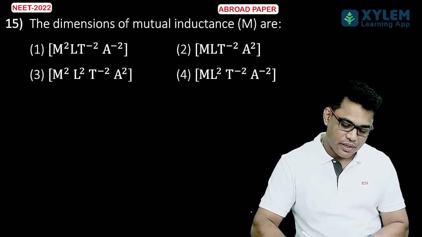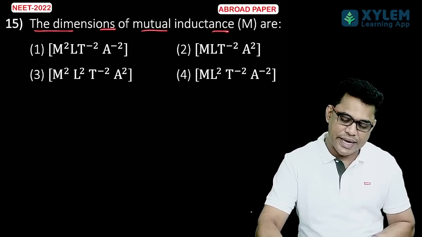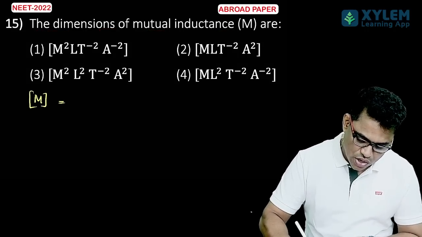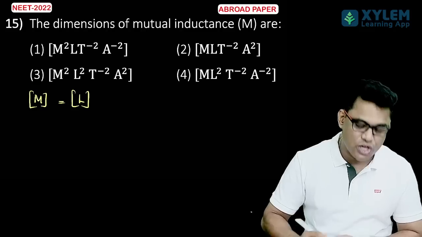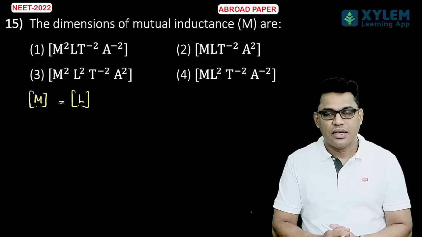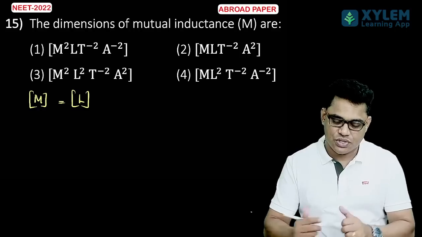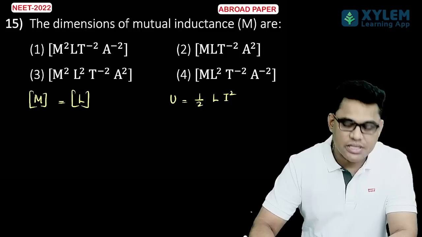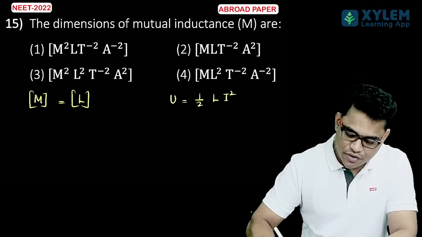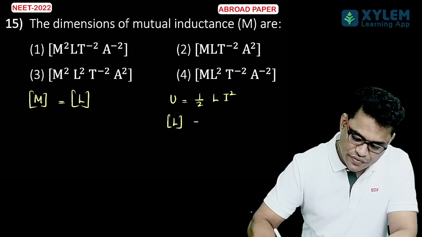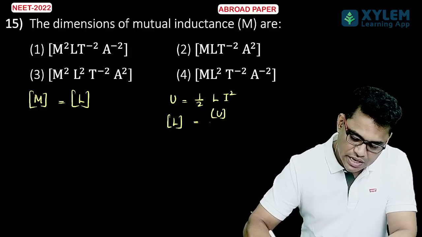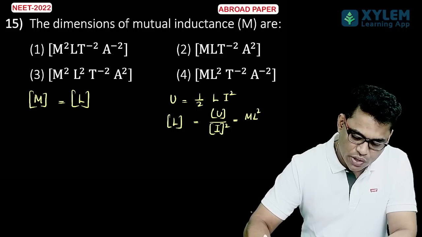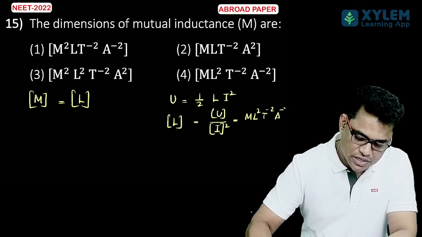15th question. The dimension of mutual inductance M is. You know, mutual inductance has the same dimension as that of self-inductance because both of them are more or less the same physical quantities. Let us find the dimension of self-inductance from this equation. U is equal to half L I square. This is the energy stored in an inductor. Therefore, the dimension of inductance is equal to the dimension of energy divided by the dimension of current square. What is that? M L square T raised to minus 2 A raised to minus 2.